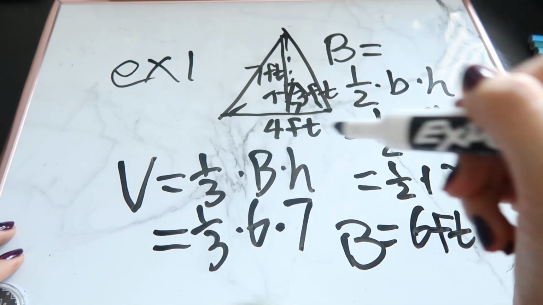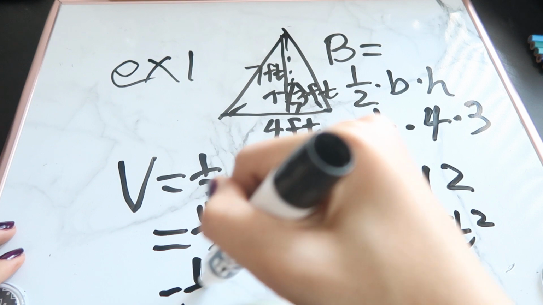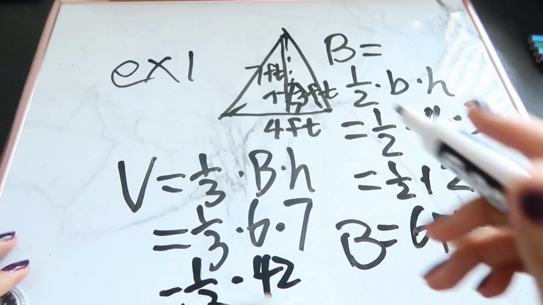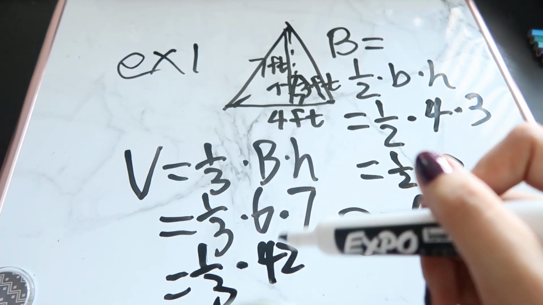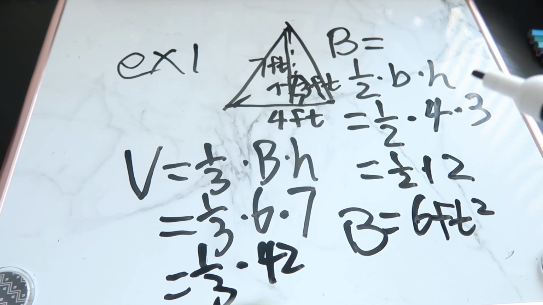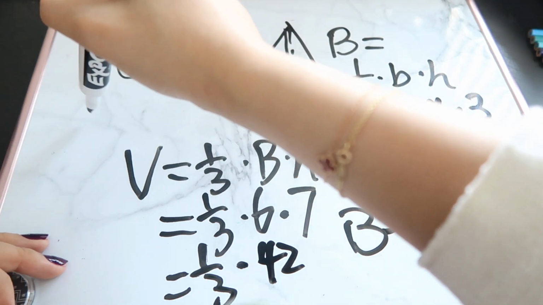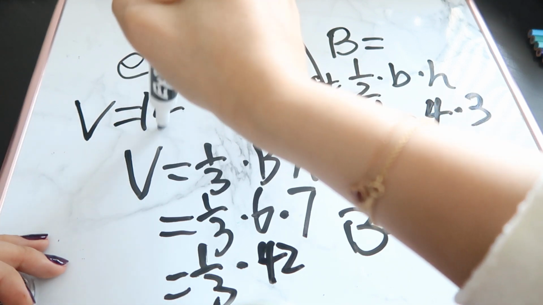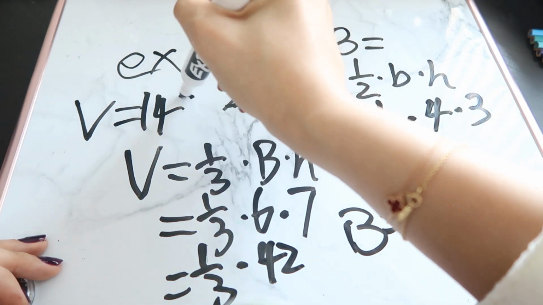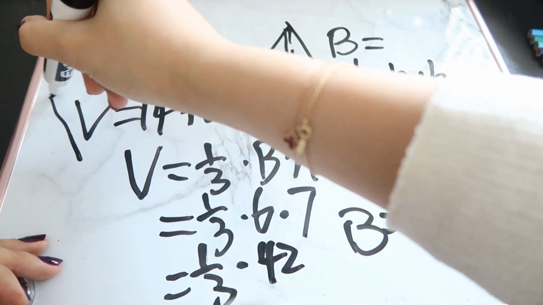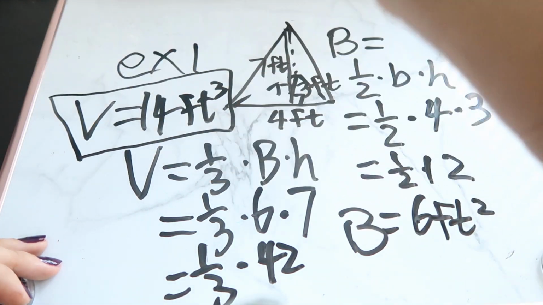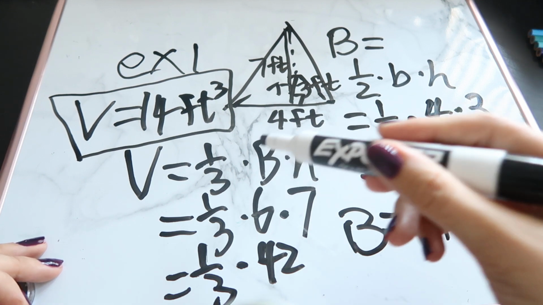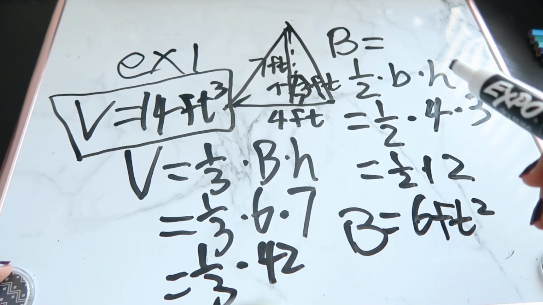And then it's 1/3 times 42, because 6 times 7 is 42. Then to figure out the volume, you do 42 divided by 3. That will give you the 1/3 value, and that would be 14. I'm doing it right. Yes. So the final answer will be 14 feet cubed. Again, for any volume, the unit will be unit cubed, and for the area of the base, it's unit squared. So that's how you do it when the base is a triangular shape.